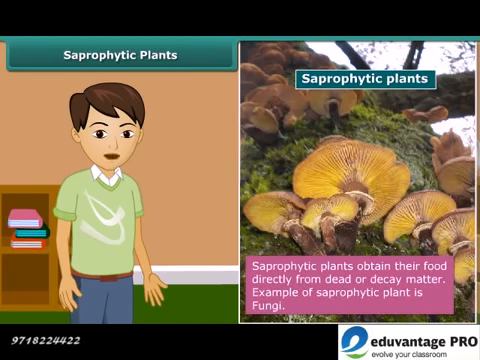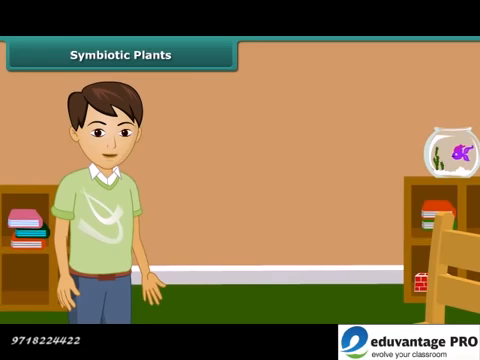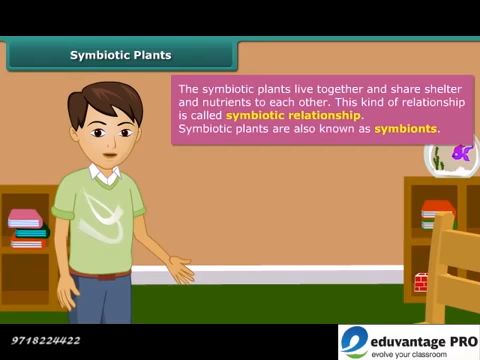Friends, have you ever heard about symbiotic relationship? And what is the meaning of this term exactly? The relationship between 2 dissimilar organisms in which both are living together and share shelter and nutrients with each other is called symbiotic relationship. The organisms which are involved in this kind of relationship are called symbionts. Lichen is a good example of symbiotic relationship.